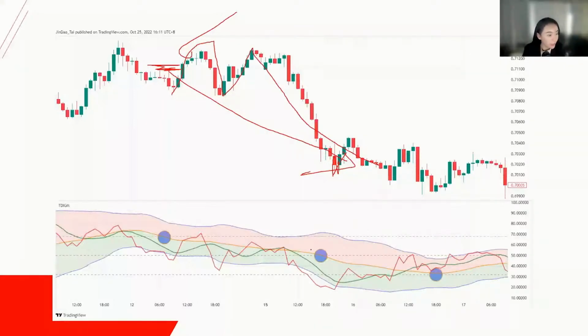Same as here, you can see the orange line is crossing the level. You see, this is the level. It's crossing the level here from above, so it's giving us the signal to sell. So we can sell it here, and our take profit is all the way to here. Which is another long-term sell.